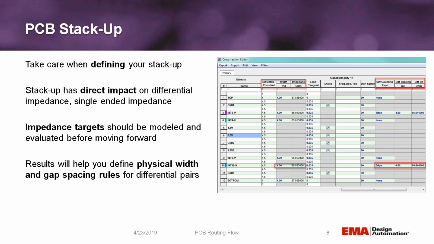Inside of our cross-section editor, you can go through and model some of this based on the dielectric. And here you can see we're modeling a differential pair that's edge coupled, and you can see we have a modeled impedance of 86 ohms.